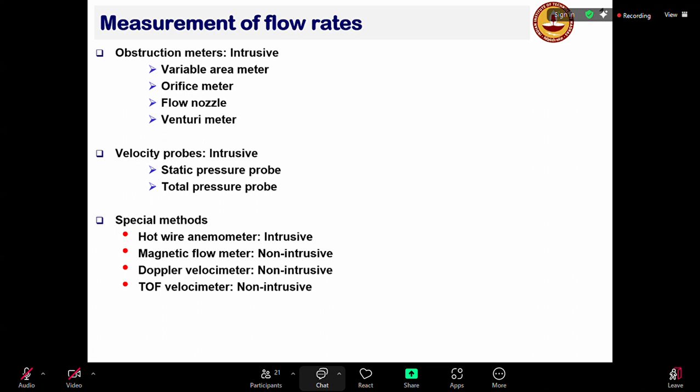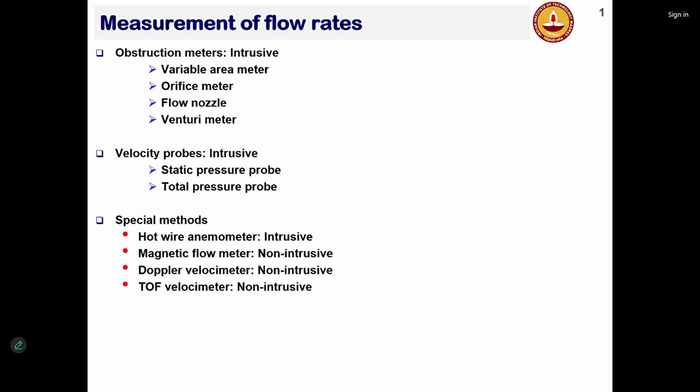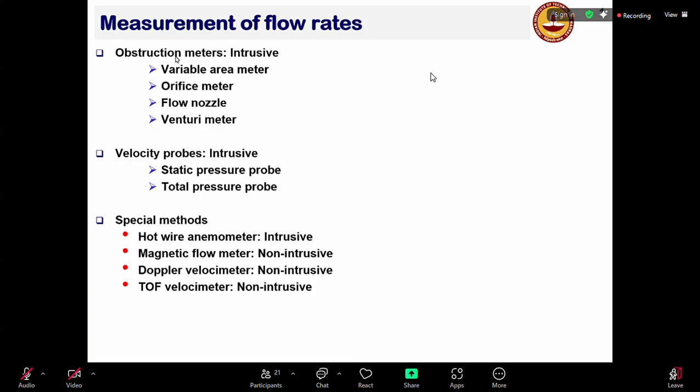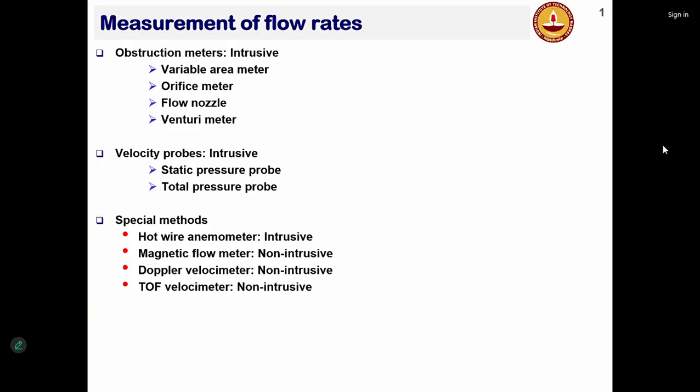of flow rate. So as you can see here, we'll be talking about a few different techniques. First, we'd start with obstruction meters, where if you are interested to measure flow rate in a tube or a pipe, you introduce these meters into the flow field. So that's why these are intrusive methods.